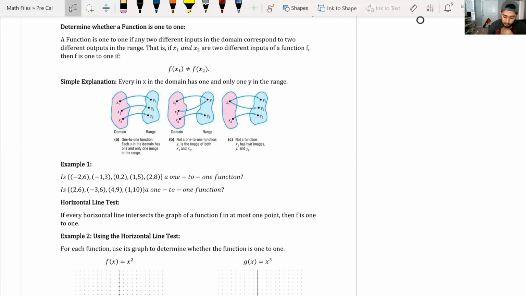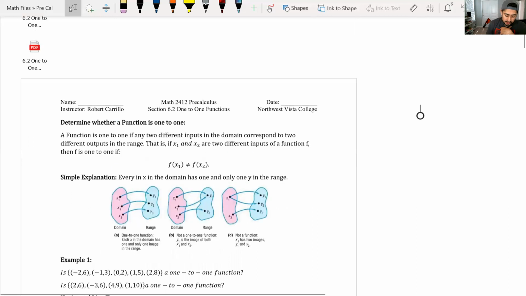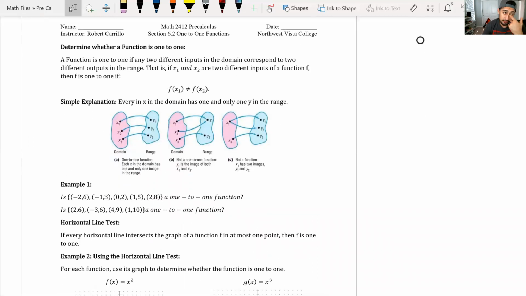Okay, so the reason we start off with 6.2 before we get into section 8.1 is we want to do a refresher on what one-to-one functions and inverses are, because that's what 8.1 is all about. 8.1 is all about inverses, inverse trig functions at that. So let's do 6.2. This shouldn't take too long, and then we can jump into 8.1. I'll make a separate video though.